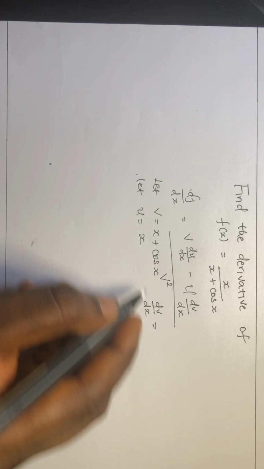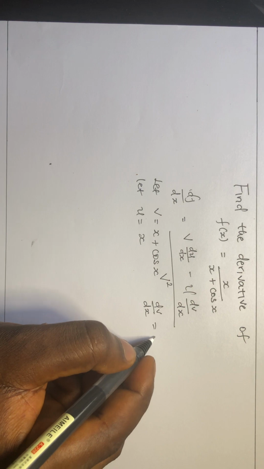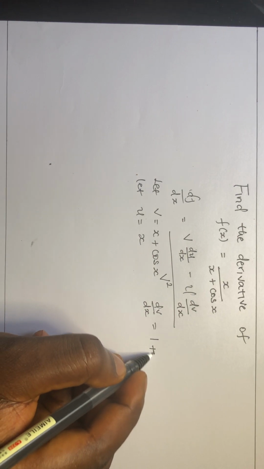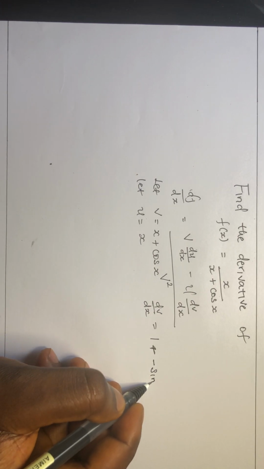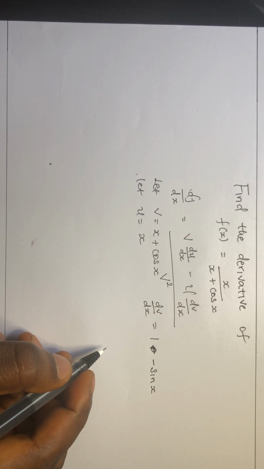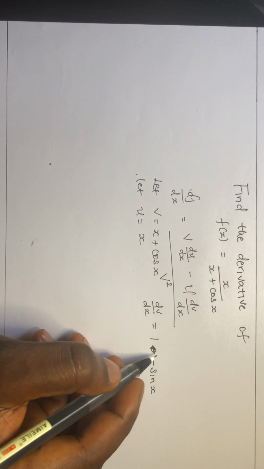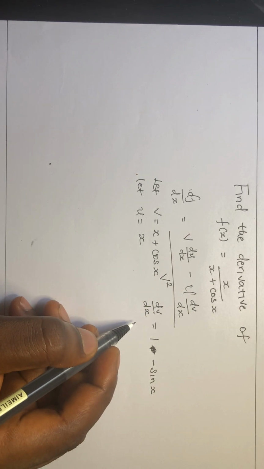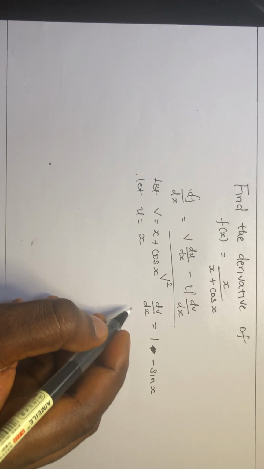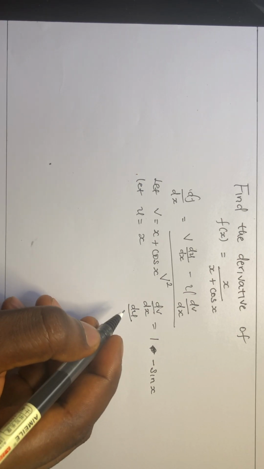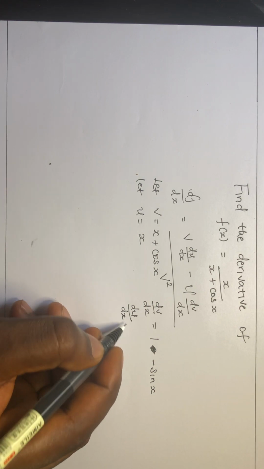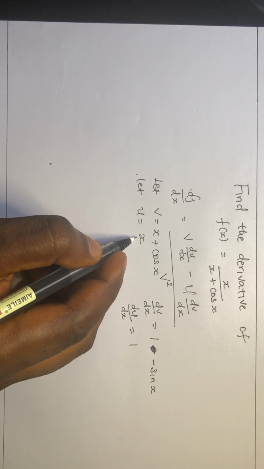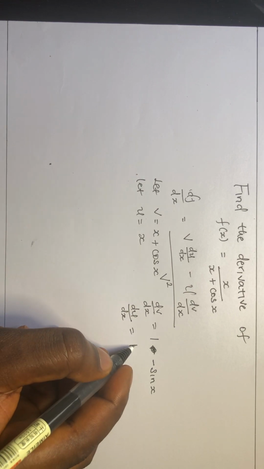And so we have x. If we differentiate x, we have 1. Then when we differentiate cos x, we have minus sine x, from our standard derivatives. If we differentiate cos x, we have minus sine x, and this is our dv/dx. So we are going to also differentiate u with respect to x, and when we differentiate u with respect to x, we have 1 because u is x, and when we differentiate this, we have just 1.